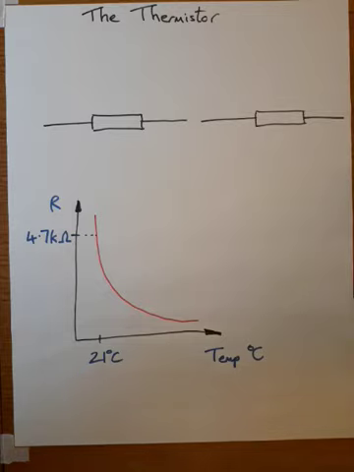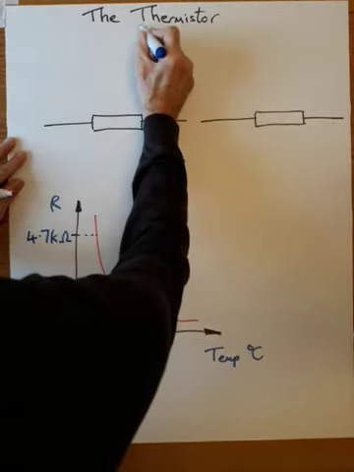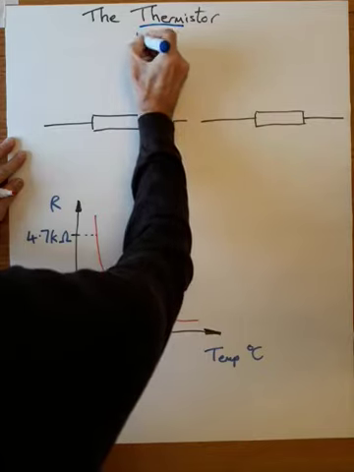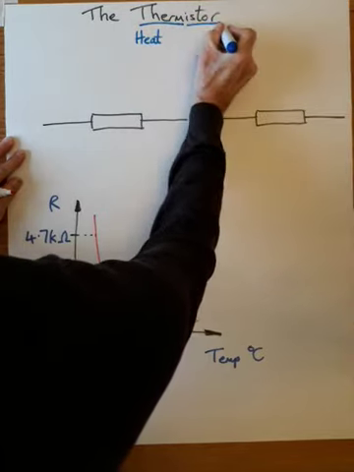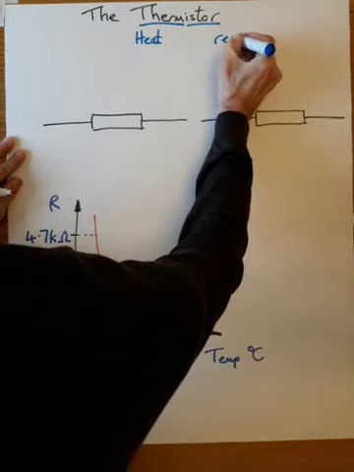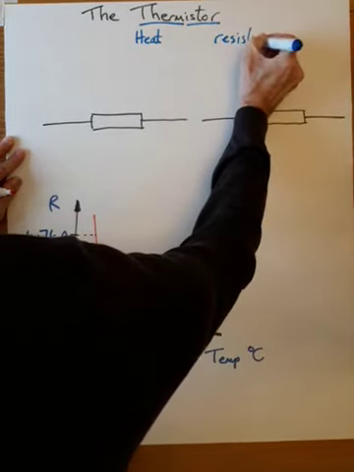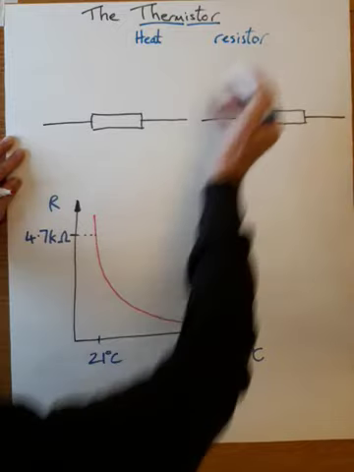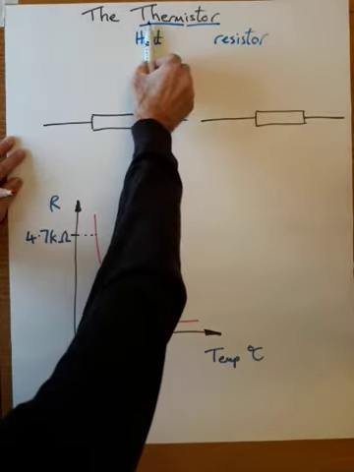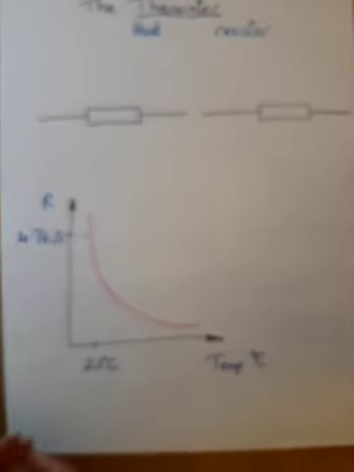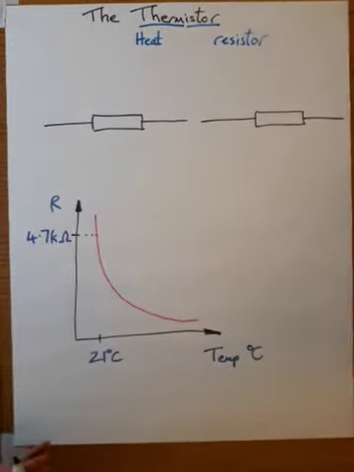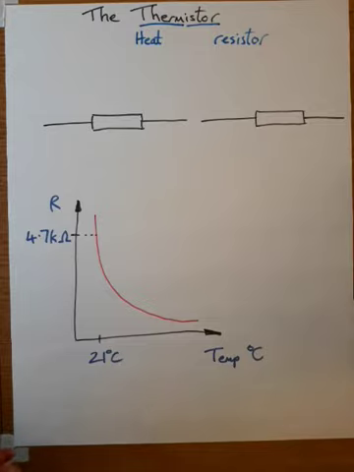The thermistor is our simplest semiconductor component. Let's just look at the name first of all. Therm is heat, and the istor bit comes from resistor. So this is a resistor which is dependent on temperature. So its value, the value of resistance, changes with change in temperature or heat.